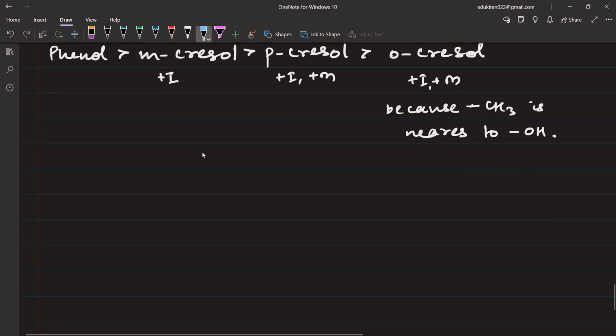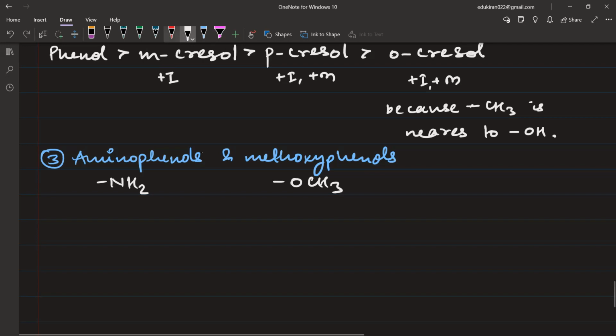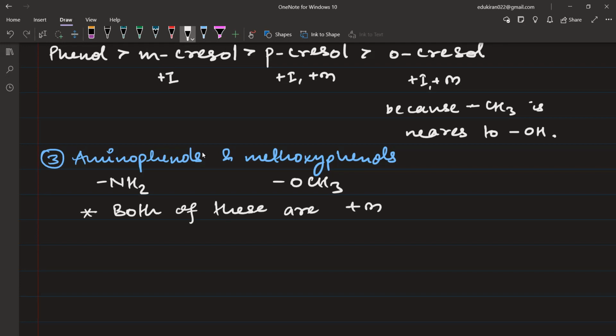Write the third. Aminophenols and methoxyphenols. So aminophenols, NH2 group attached, methoxyphenol is OCH3 group attached. Now both of these are plus M because they have lone pair electrons and minus I. ठीक है? दोनों में क्या चीज है? Both are plus M, but they are also minus I.